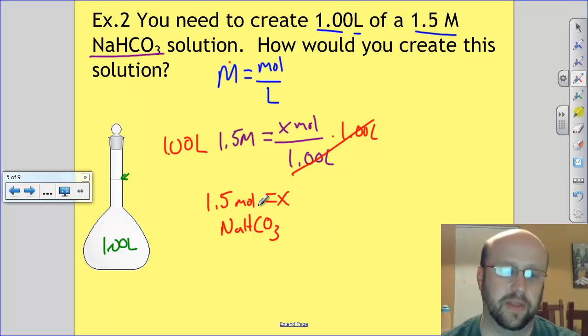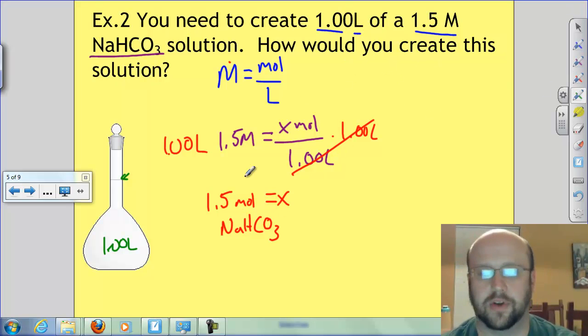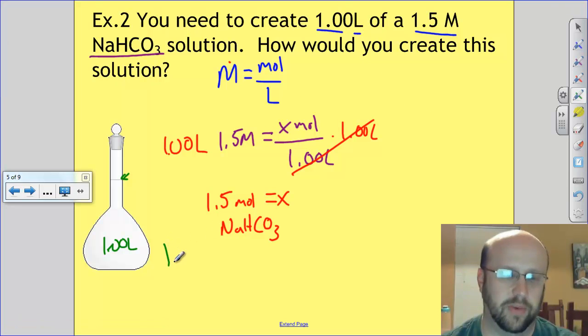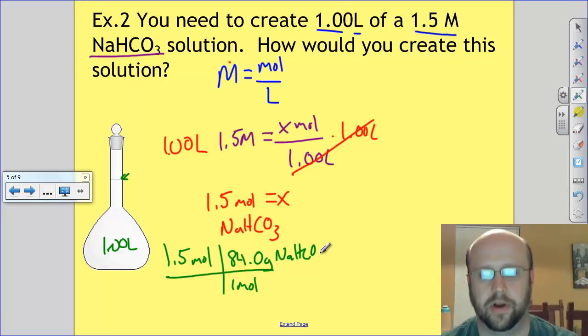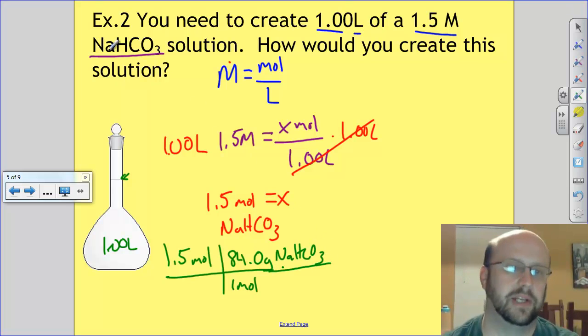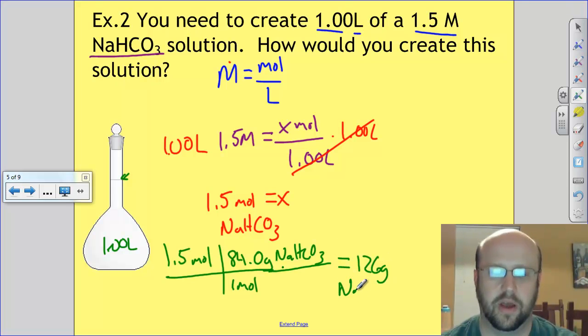Now, again, that doesn't really ask me what I need. It says, how would I create this? Well, I can't weigh out moles in the lab, so I'm going to have to turn that into a molar mass. So how do we do that? 1.5 moles. We're going to find the molar mass. Molar mass of this solution is 84 grams. Okay, again, how do I know that? Periodic table, right? That's how we always find molar mass. 23 plus 1 is 24, plus 12 is 36, plus 48 is going to give us 84. We punch that out, and it says that we need 126 grams of sodium bicarbonate.